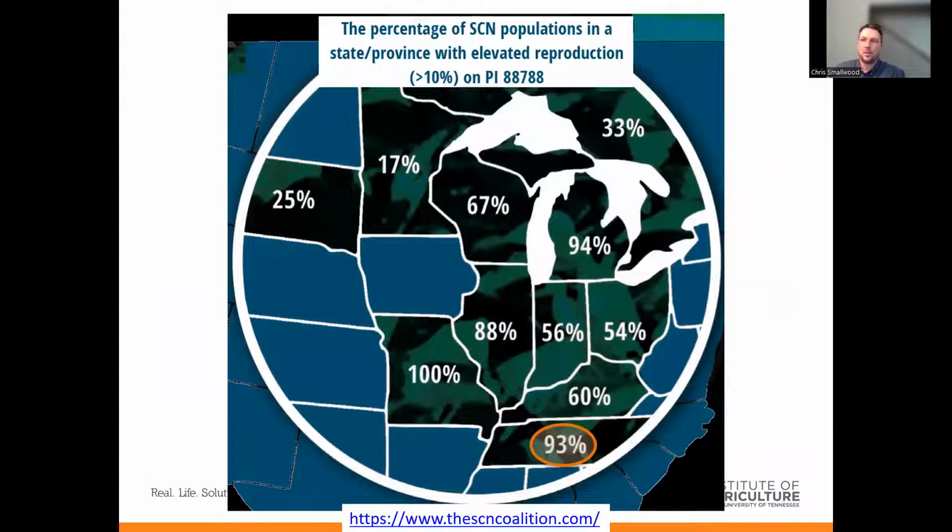And as we mentioned, resistance can decline over time, and there are better and worse sources of resistance. And so this map shows the percentage of SCN populations in each of these states or provinces with elevated SCN reproduction on PI88788, which recall is most soybean varieties with SCN resistance. And you see this number is very high in many of these states, up to 100% in Missouri, but in Tennessee, it's 93%, a very high number. So by planting resistant varieties derived from PI88788, you're going to have less effectiveness than you would using a better source.